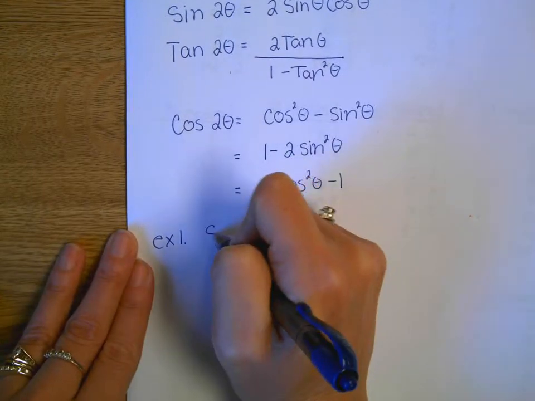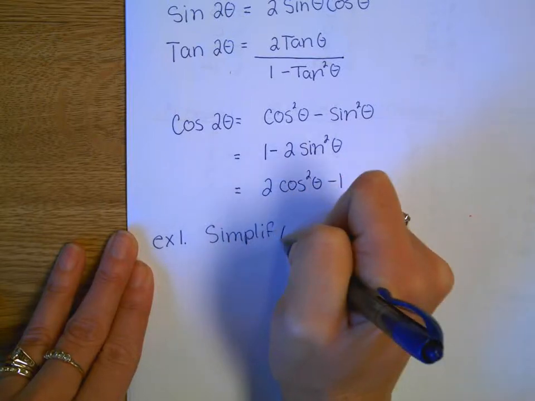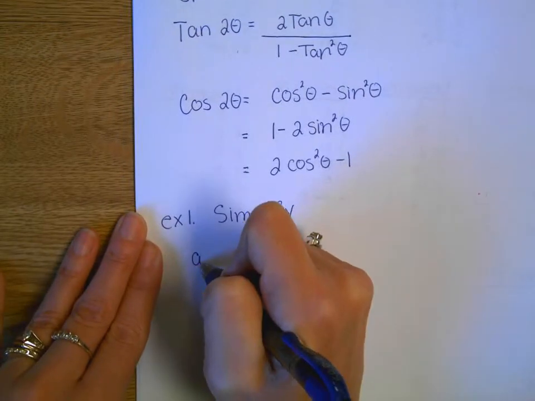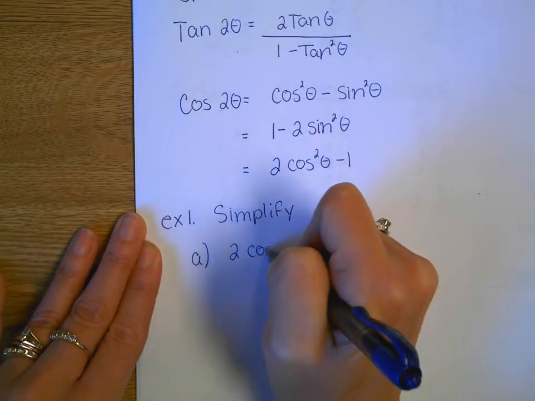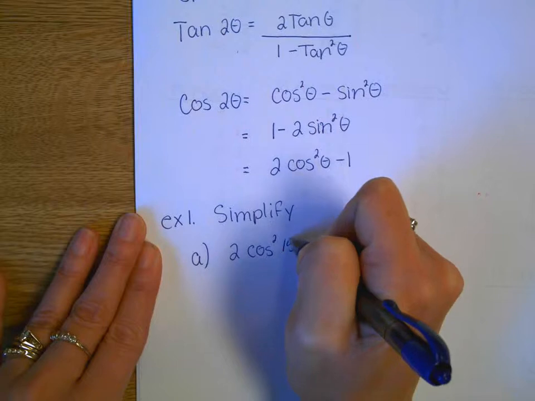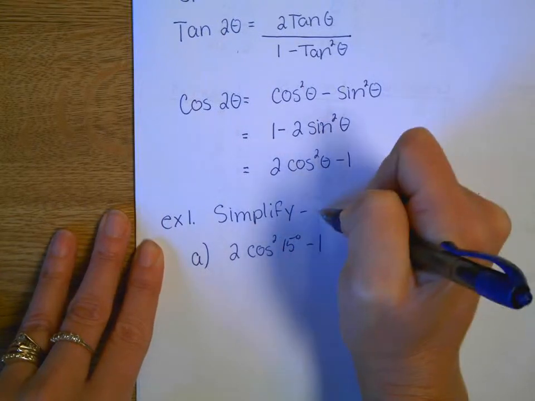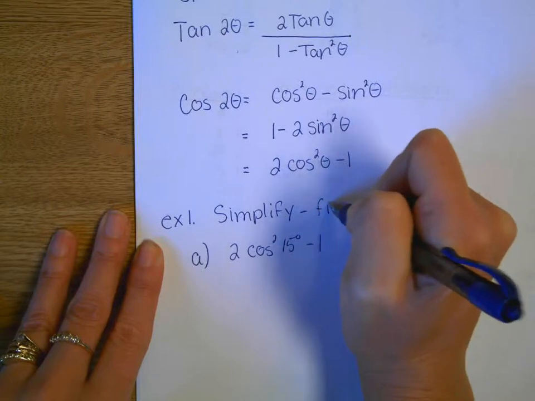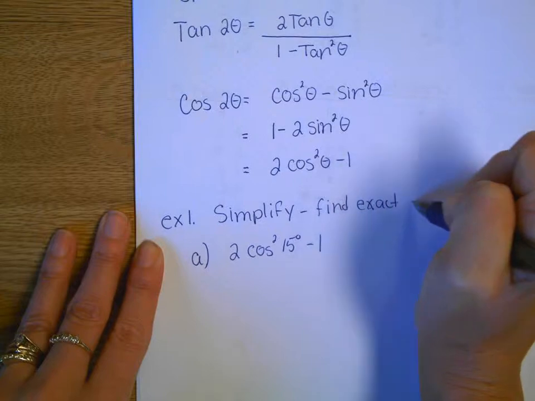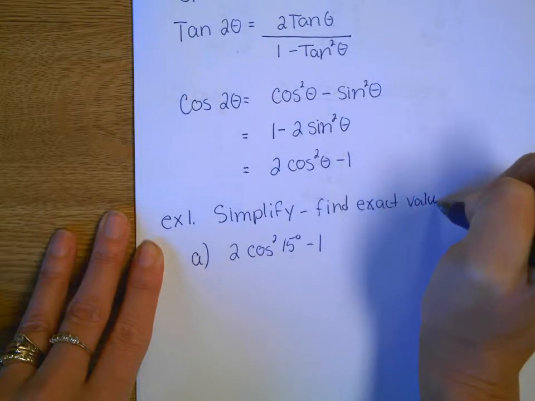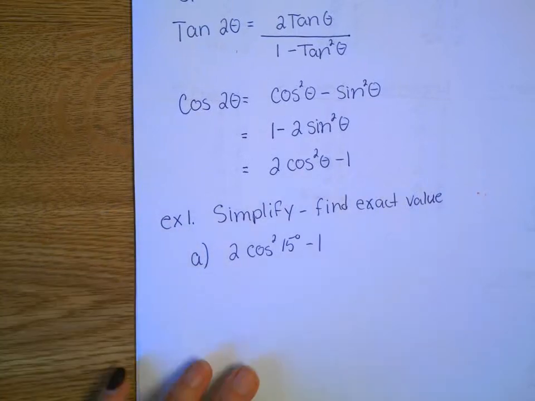Okay, we want to simplify here. Two cosine squared of 15 degrees minus 1. Simplify or find exact value, whatever the case might be. Because I've got all numbers in here, I'm going to want to find an exact value for this.